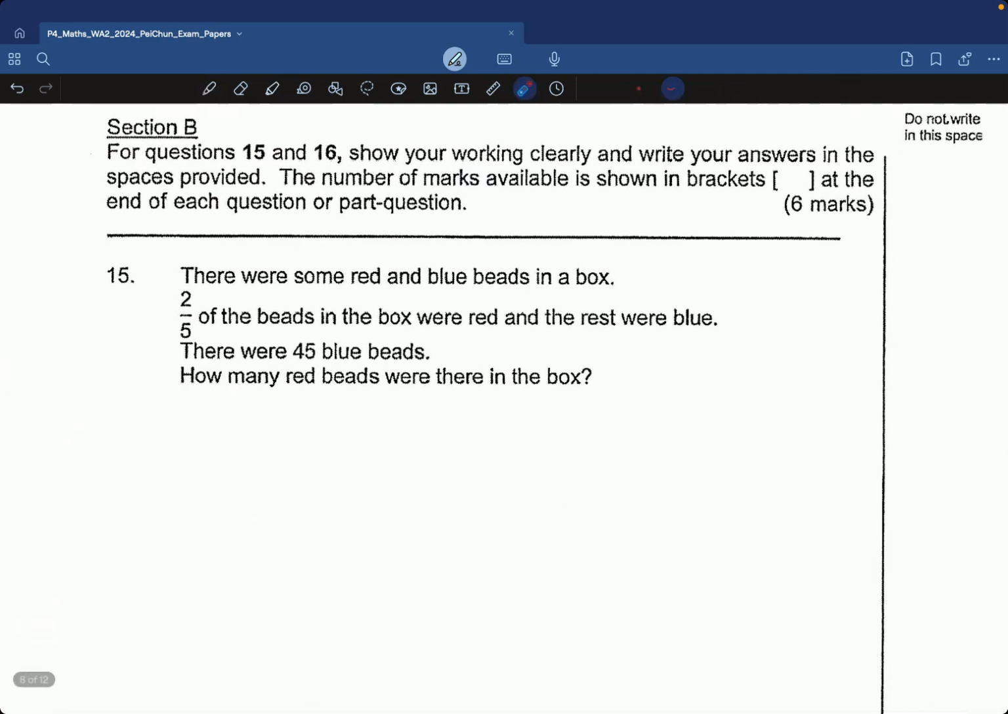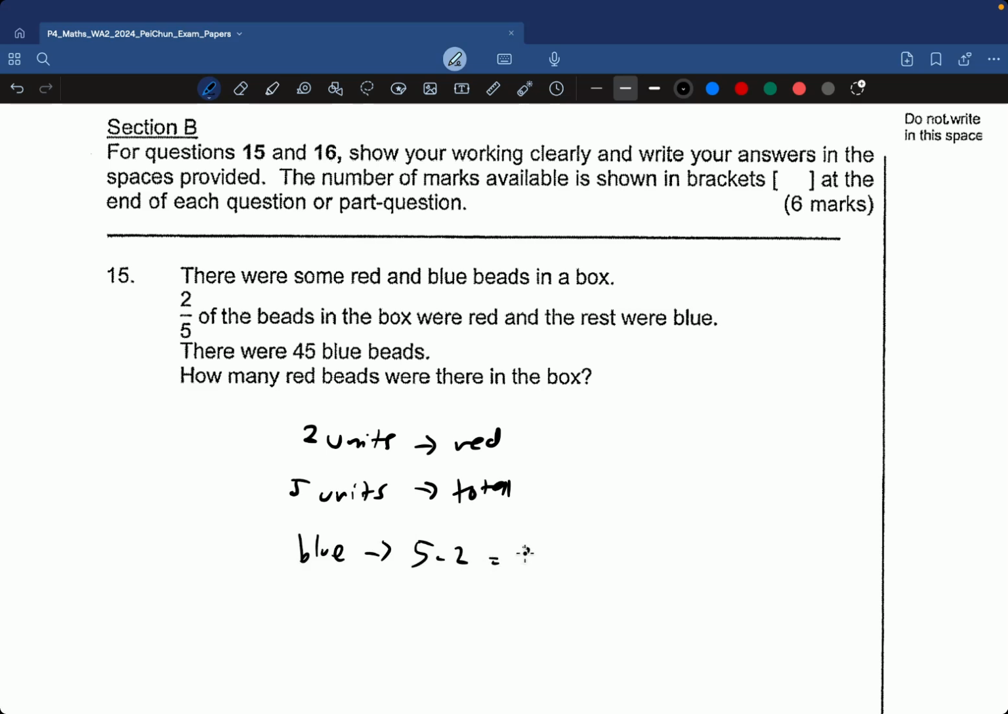So question 15, there were some red and blue beads in the box. 2 over 5 of the beads in the box were red and the rest were blue. Okay, so this statement means 2 units is equal to red, and then 5 units is equal to blue? No, it's the total. Because it says here, the rest were blue. So that means 5 total units. So what about blue? Blue is equal to 5 minus 2, which is equal to 3 units.